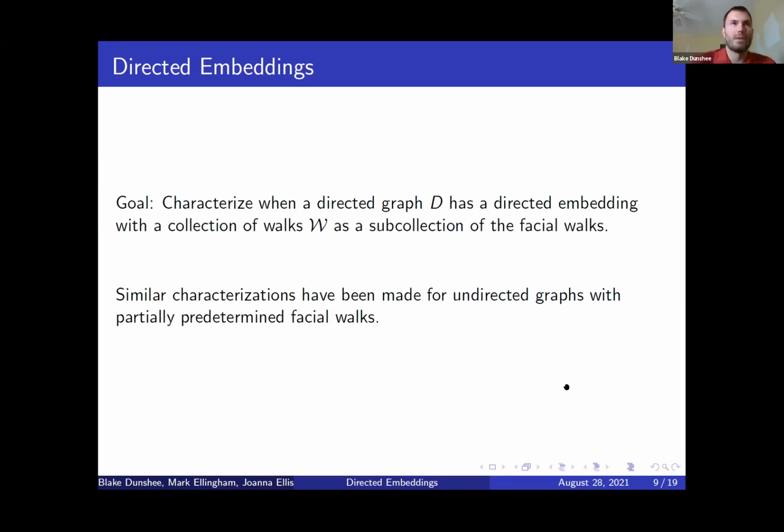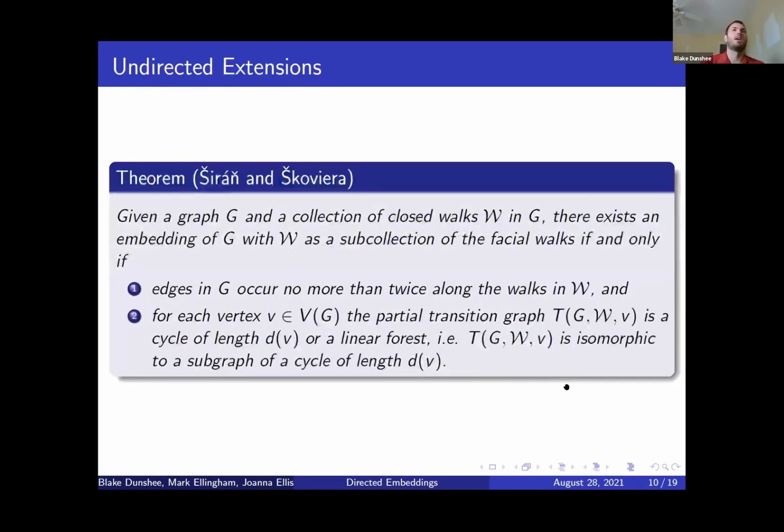So, as we've mentioned, our goal is to determine when we can make this extension from a partially predetermined embedding to a full embedding. So let's look at first what has been done before in the case of undirected graphs with partially predetermined facial walks. The results for undirected extensions, this situation where we have partially predetermined facial walks, in the undirected case are due to Sharon and Scribera, and they proved that the obvious necessary conditions are sufficient.